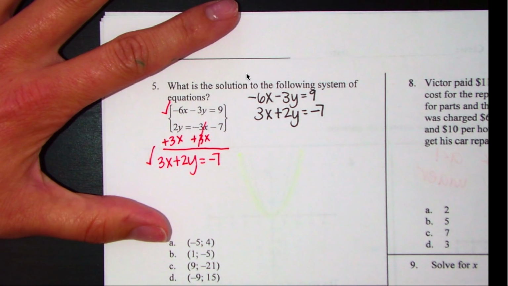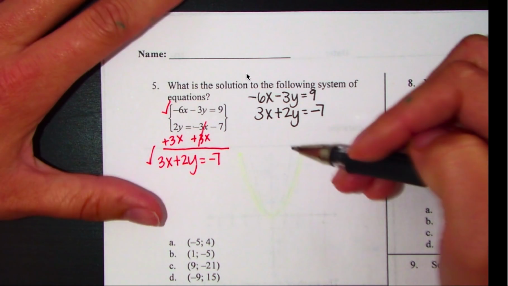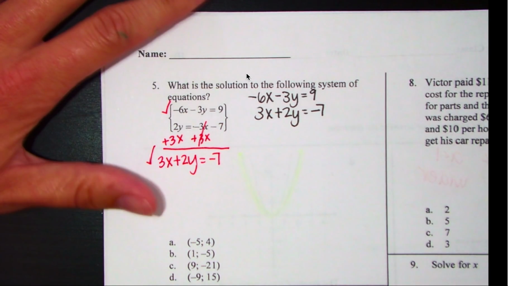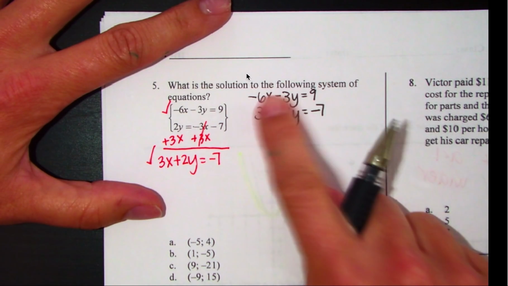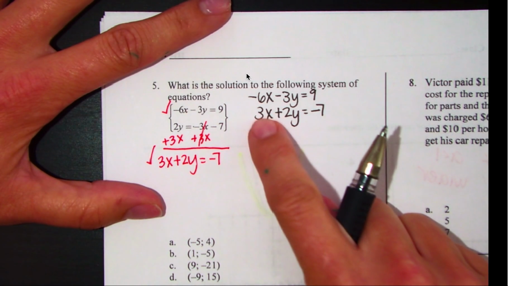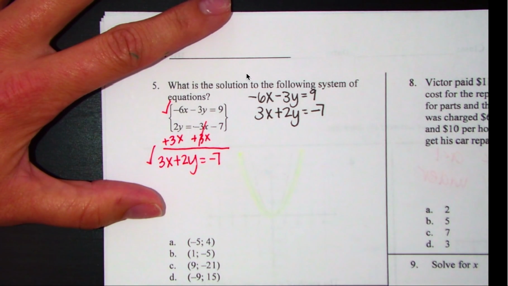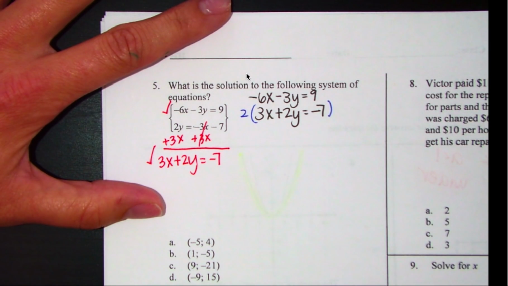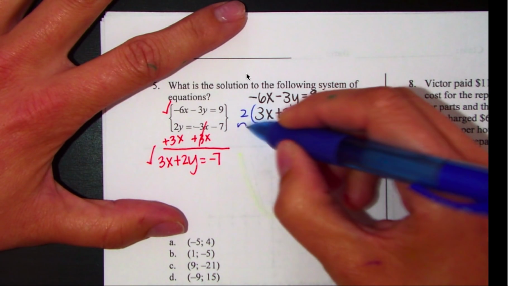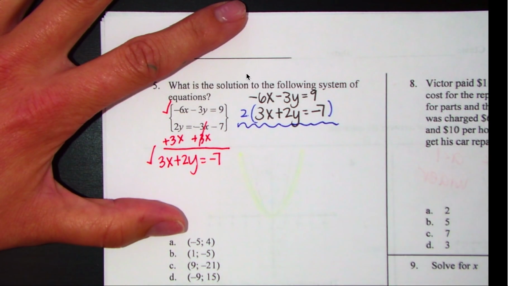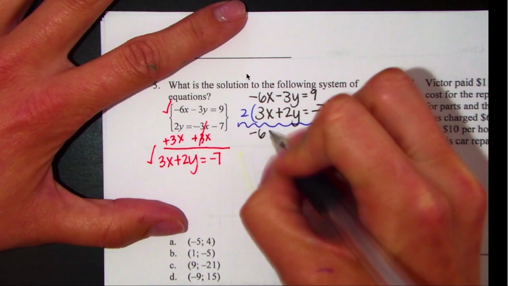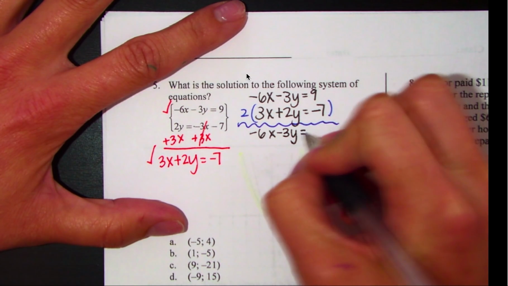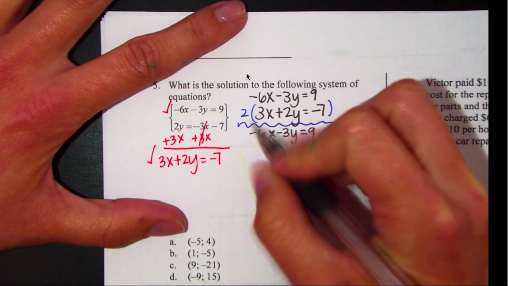So what I'm going to do now is try to get the same number top and bottom, one positive, one negative, so that they will cancel. So I see a -6x right here. I'm going to multiply this bottom equation by 2 so that I get +6x. That will cancel. So I'm going to go ahead and rewrite my equations. The top equation is going to stay. The second equation, I'm going to multiply by 2.